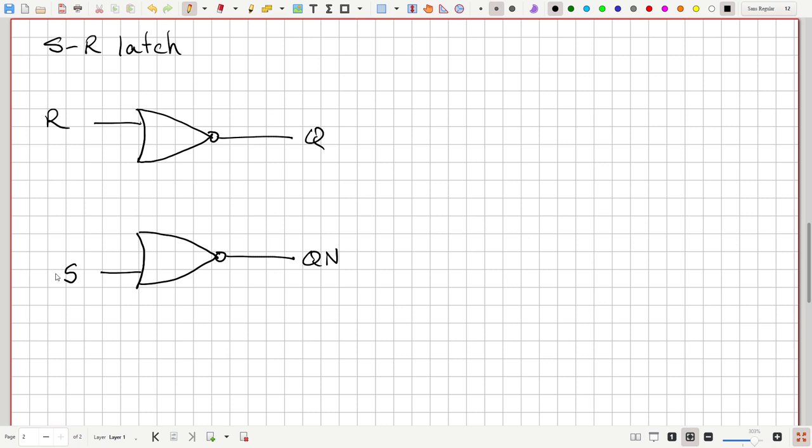Now here's a key, a thing we haven't done before. We're going to have feedback. We're going to take this Q output and feed it in to be the first input of the second NOR gate, and we're going to take this QN output and feed it back to be the second input of the top gate. So that is our SR latch. Now, what does it do? Well, let's analyze that.